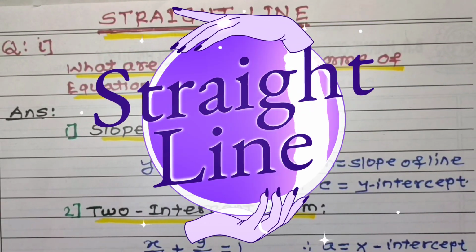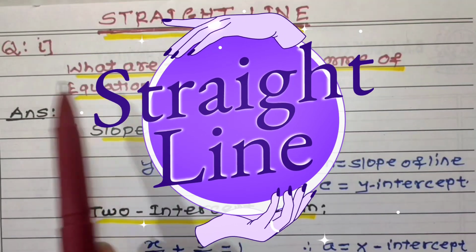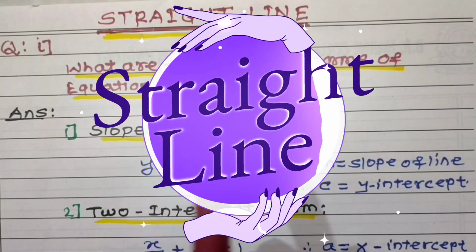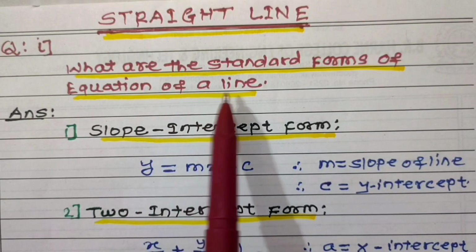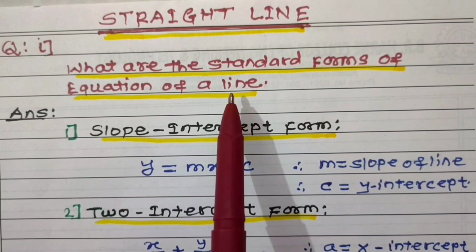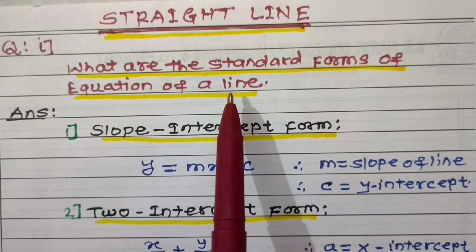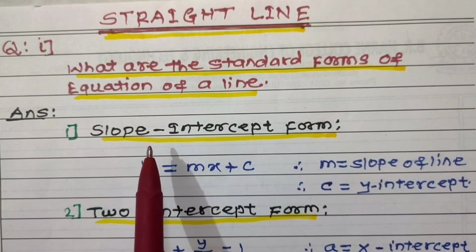Today we have to learn about straight line. Question number 1. What are the standard forms of equation of a line? There are some types of straight line, or we can say standard forms of straight line.